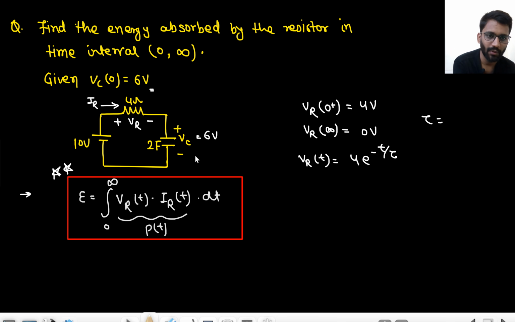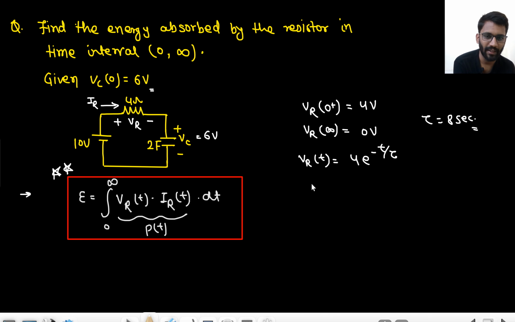Let's write the value of tau. Tau is RC here, so it would be 8 second. Tau is simply RC, right? The initial voltage doesn't matter when you find the value of tau because everything will be shorted. So C equivalent is 2, R equivalent is 4, so it would be 8 second. Okay, so tau I have written here like this.